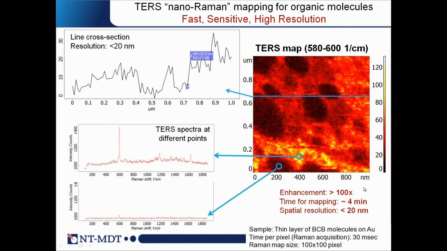Again, this is the corresponding intensity map of the Raman band of BCB molecules. This is the line cross-section, where we can estimate the resolution to be about 20 nanometers, and these are the corresponding TERS spectra at different areas where there are molecules and where there are no molecules. Again, the overall enhancement of the tip without any recalculations is more than 100. Time for mapping was 4 minutes, and this is definitely not the fastest possible time. There was no problem to decrease it, and the spatial resolution is of the order of 20 nanometers.